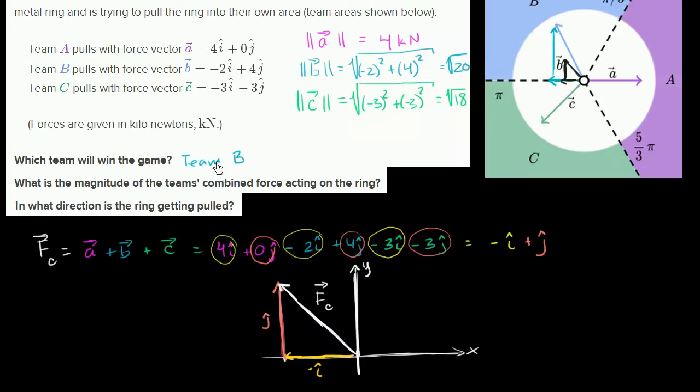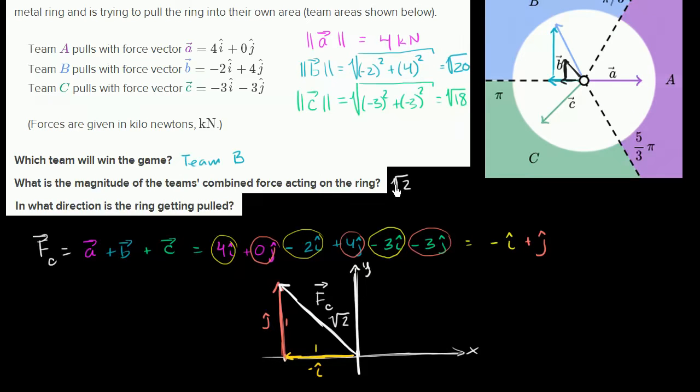But they ask us, what is the magnitude of the team's combined force? Well, the magnitude of this side is 1. It's a unit vector going in the left direction. The magnitude of this side is 1. So for the magnitude of this side, we just use the Pythagorean theorem. It's the square root of 1 squared plus 1 squared, which is just the square root of 2. So the magnitude of the team's combined force is square root of 2.